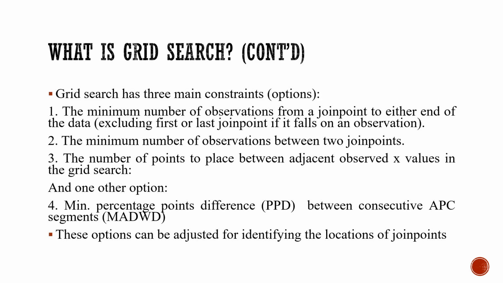Grid search has three main constraints and one other option. The main constraints are the minimum number of observations from a join point to either end of the data, excluding first or last join point if it falls on an observation, the minimum number of observations between two join points, and the number of points to place between adjacent observed x values in the grid search. The other option which is available is minimum percentage points difference between consecutive APC segments. These options can be adjusted for identifying the location of join points in our models.